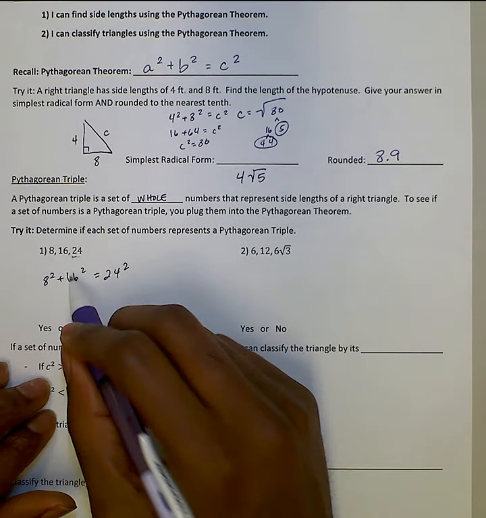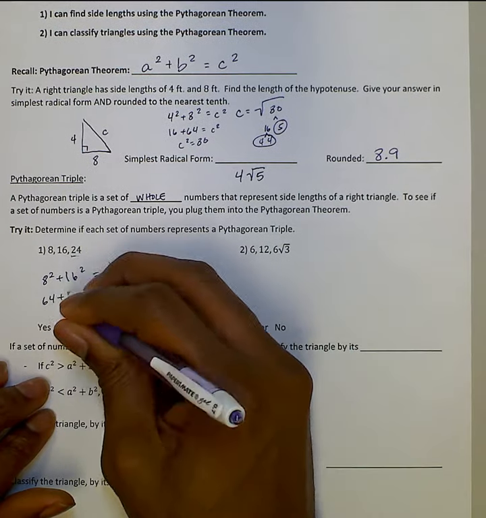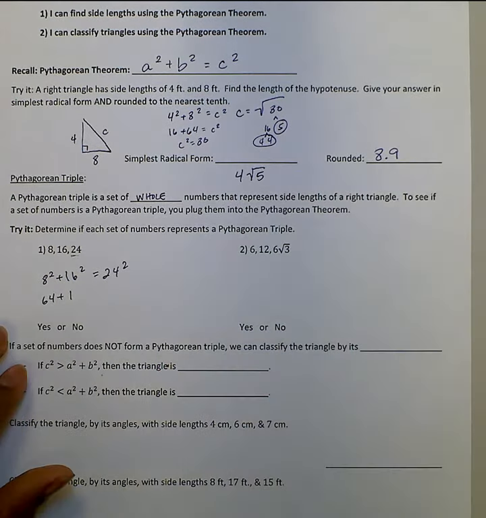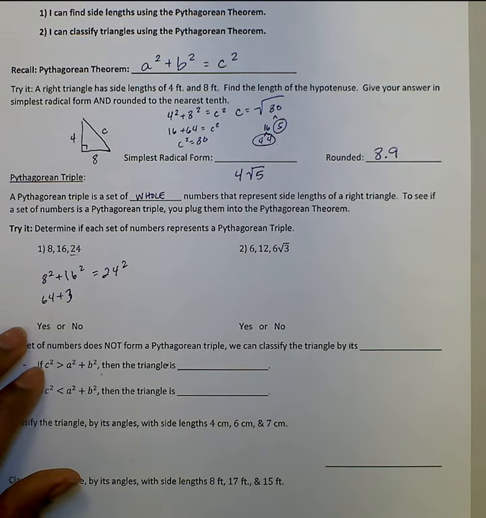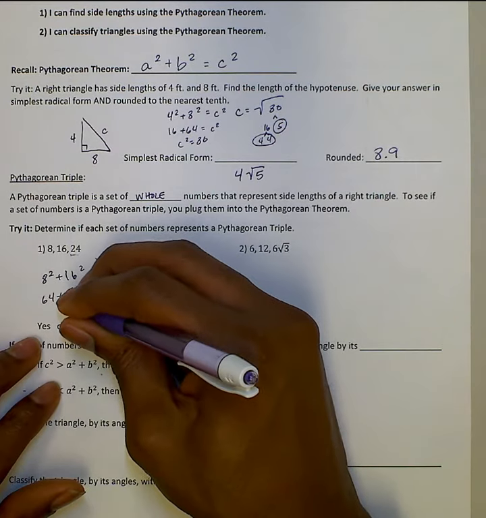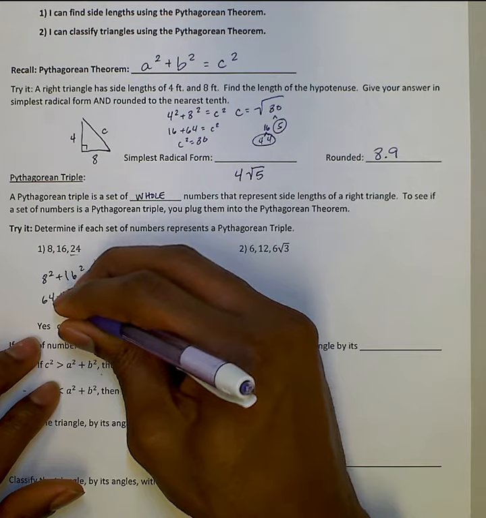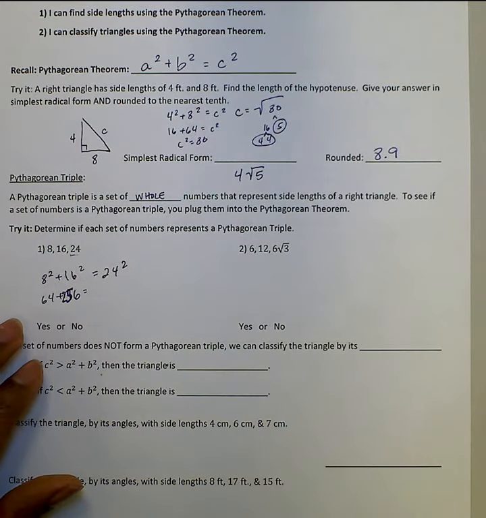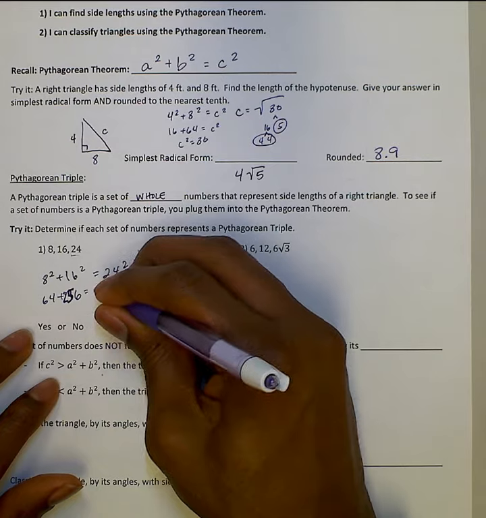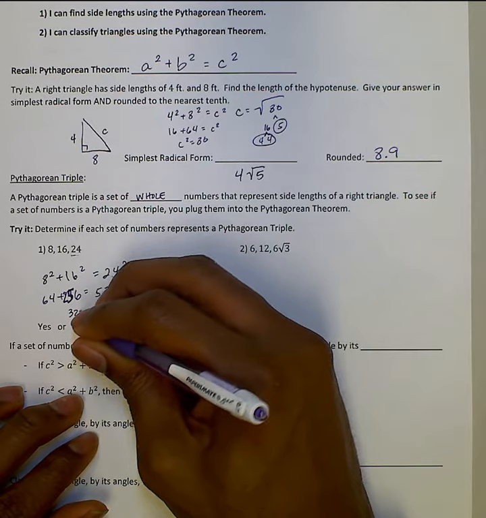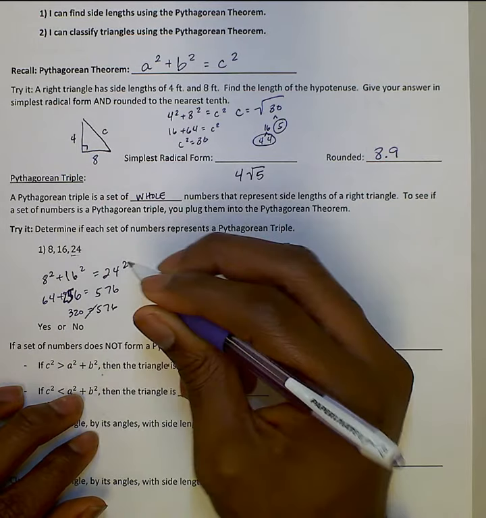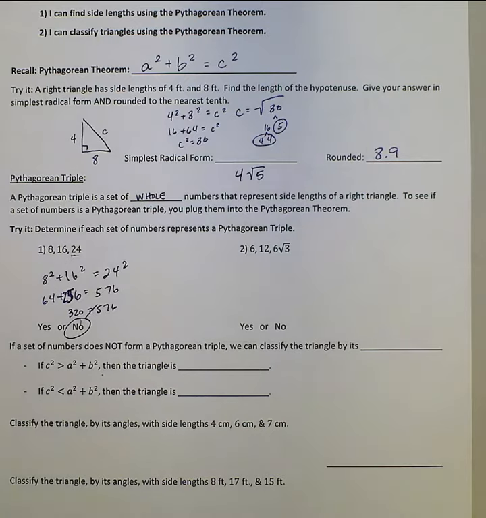So 64 plus, 16 times 16, I think it's 256. There we go, 256. Equals 24 squared, which is 576. So 64 plus 256 gives us 320. 576. That does not equal. It is not a Pythagorean triple.